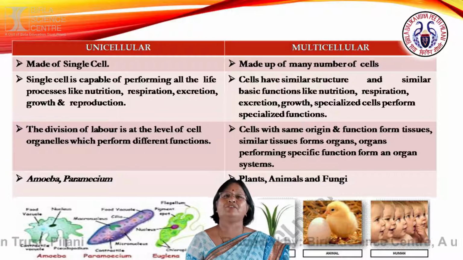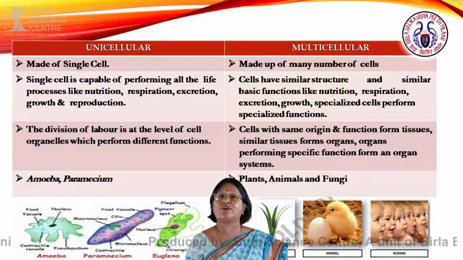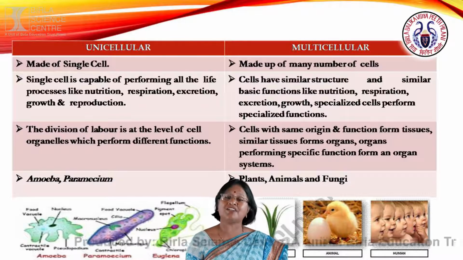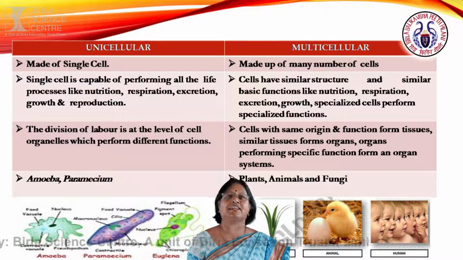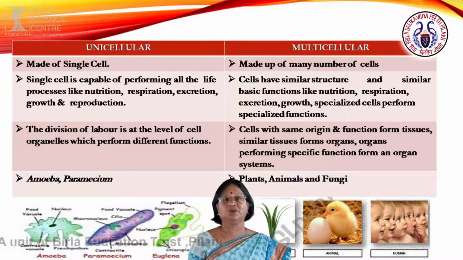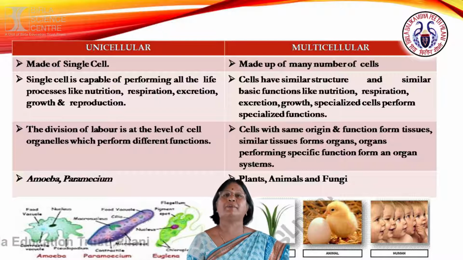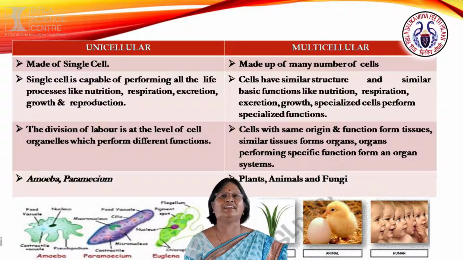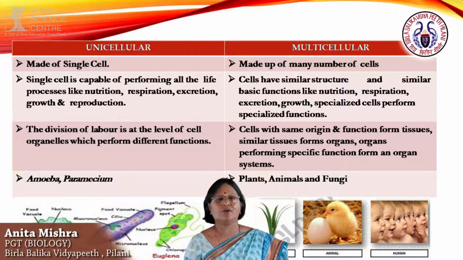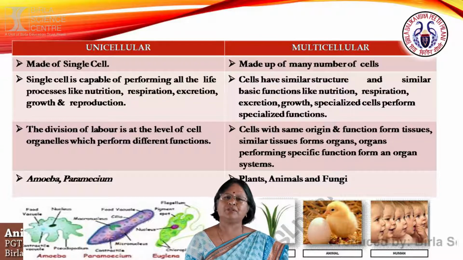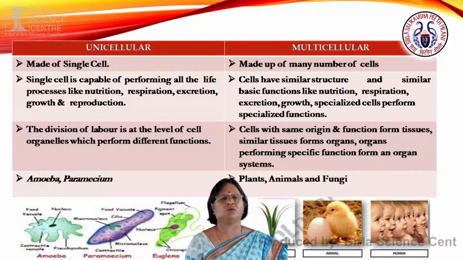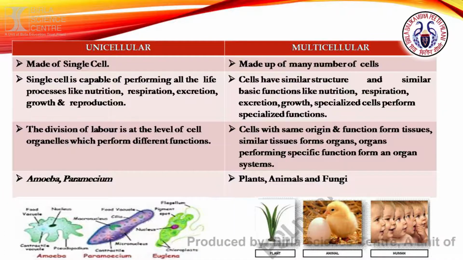The similar kind of thing happens in the multicellular organisms, but there the functions are performed by different types of cells. Say for example, the blood cells are meant for transport. The cells of neurons are responsible to carry the stimulus. The cells of the stomach are meant for digestion. So this is how the division of labor takes place at the level of organ systems or organs. The examples of unicellular are amoeba, paramecium, and the examples of multicellular are all the plants, all the animals, as well as the fungi, the fungus.